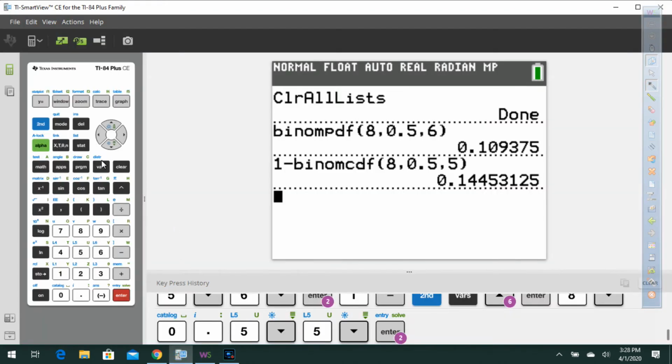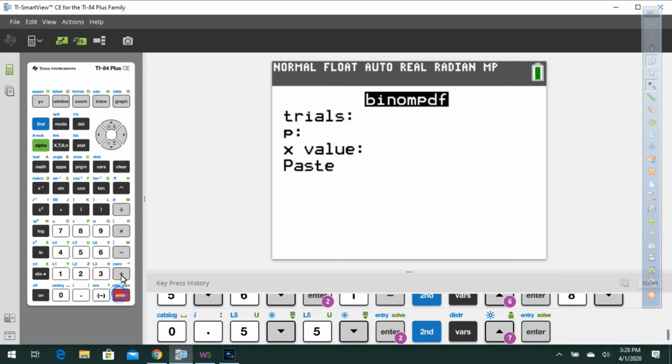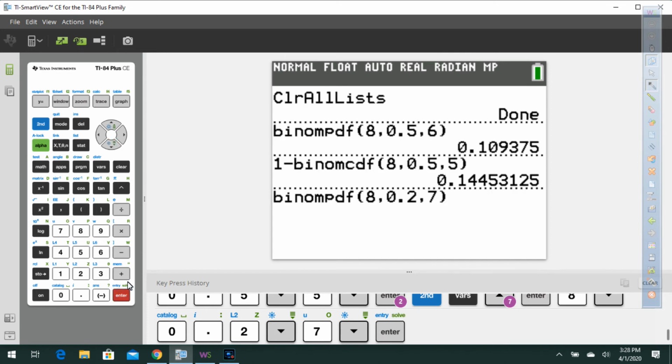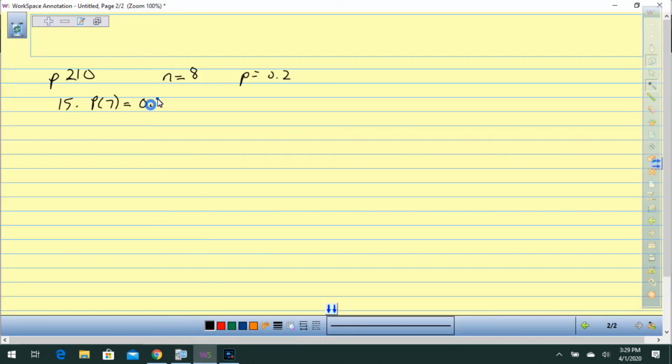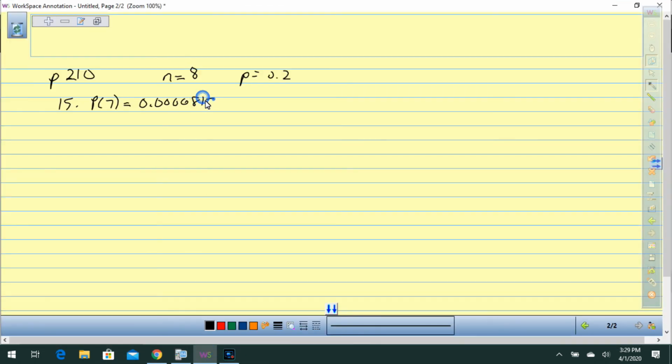So we're going to find this one here. Let's get our calculator, and we've got second distribution. Let's go find A. For the binomial PDF, number of trials, 8. Probability of success was 0.2. The X value we're looking for is 7. Then enter. 8, 0.2, and 7. Press enter. Ooh, that's a real small number. So we have 0.0008192. Okay.